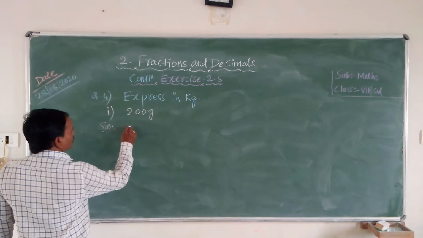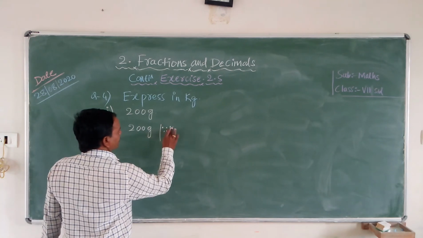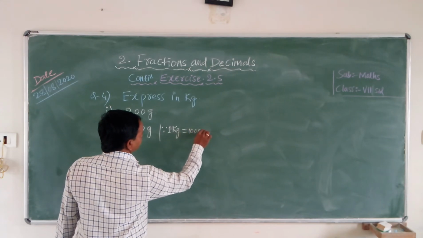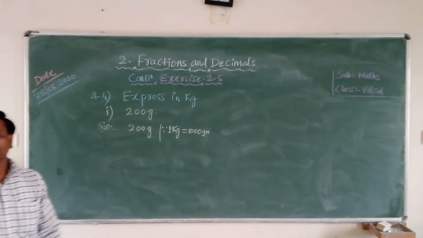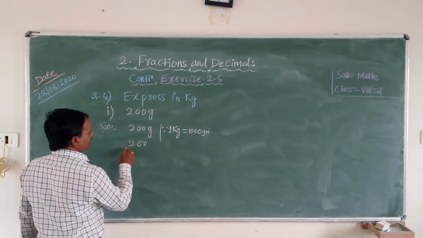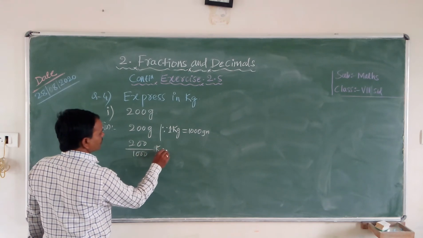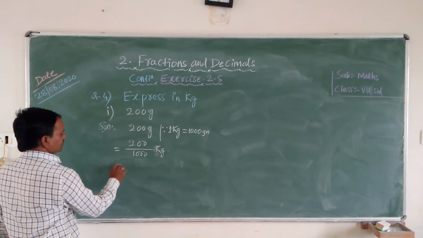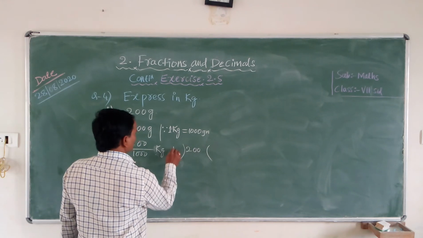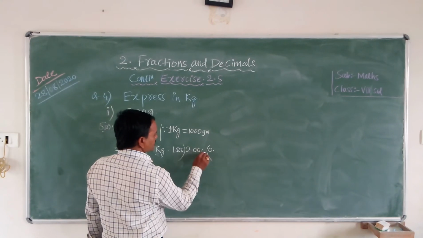200 gram, because 1 kg is equal to 1000 gram. 1 kg is equal to 1000 gram. So this one is 200 divided by 1000 kg. You have to convert in kg. Why? Because of 1000. So 200 divided by 1000. 1000 is there, here 200 is there, 0 point will be there, here also 0.